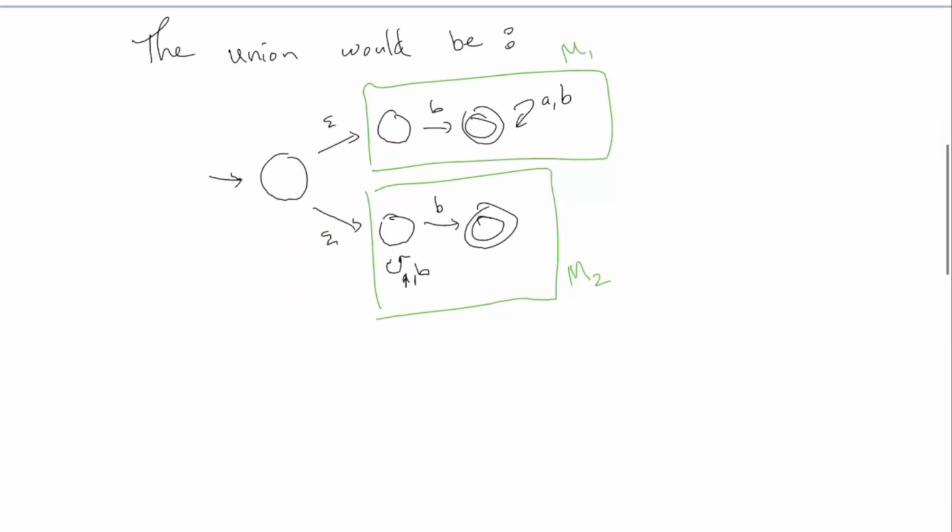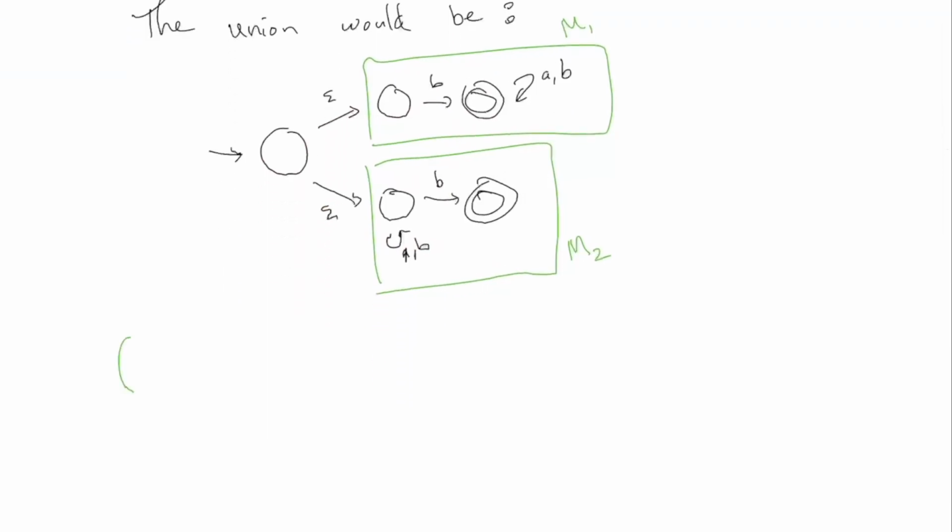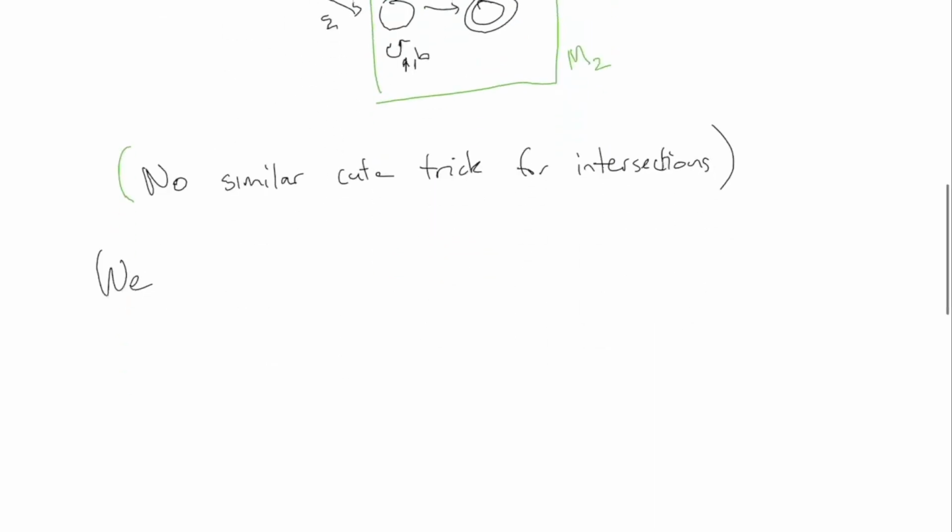All right. Unfortunately, I will just say there's no similar cute trick for intersections. We can talk about intersections eventually, but there is no easy way to get an intersection of two NFAs by using epsilons. There's another type of cute trick that you can do with epsilon transitions, and that is we can also do concatenations.